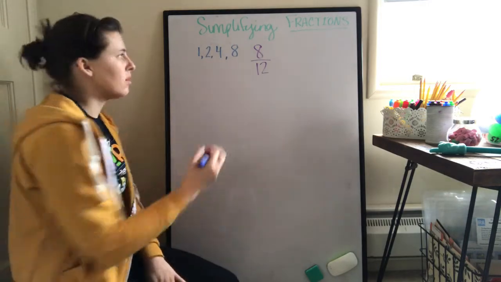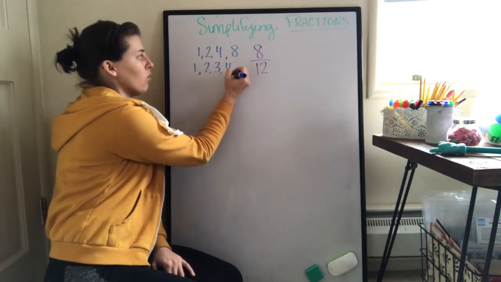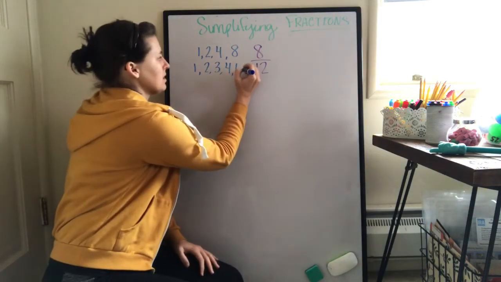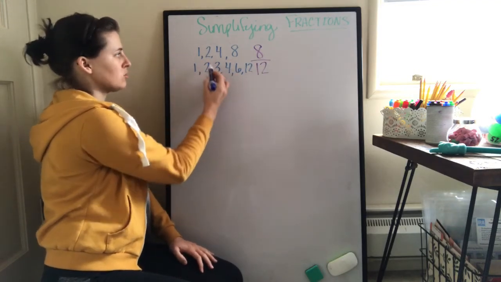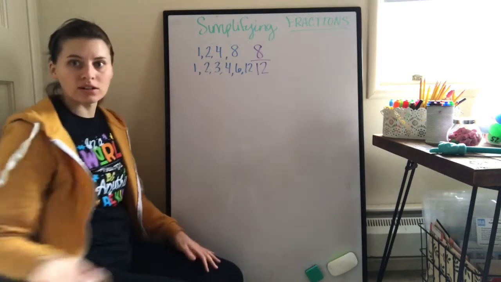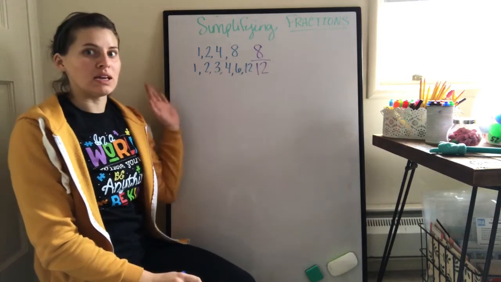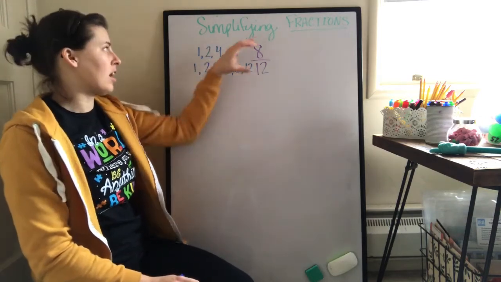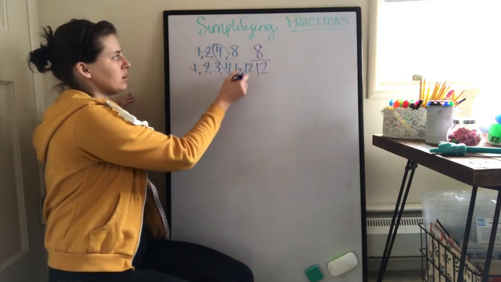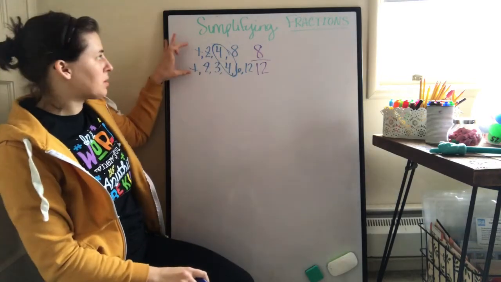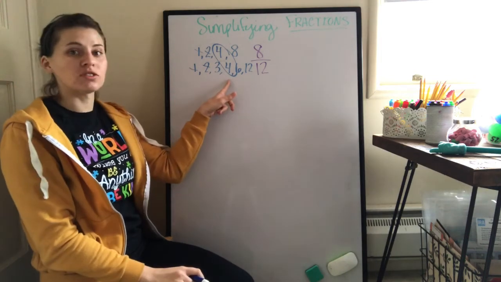Now let's do our factors of 12. 1, 2, 3, 4, not 5, 6, and 12. Right? 1 times 12 is 12. 2 times 6 is 12. 3 times 4 is 12. Those are my factors of 12. Now that we have our factors, we have to see what's the biggest number that I have in both rows. I have 1 in common, 2 in common, and 4 in common. But I want the biggest factor we have in common, which is 4.